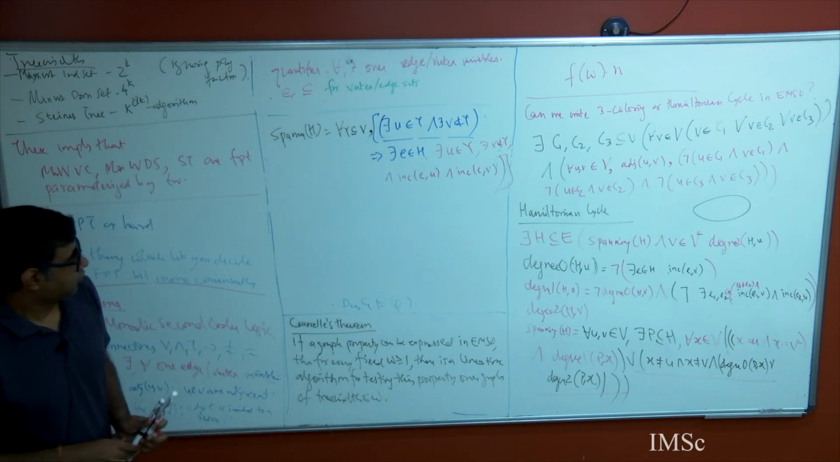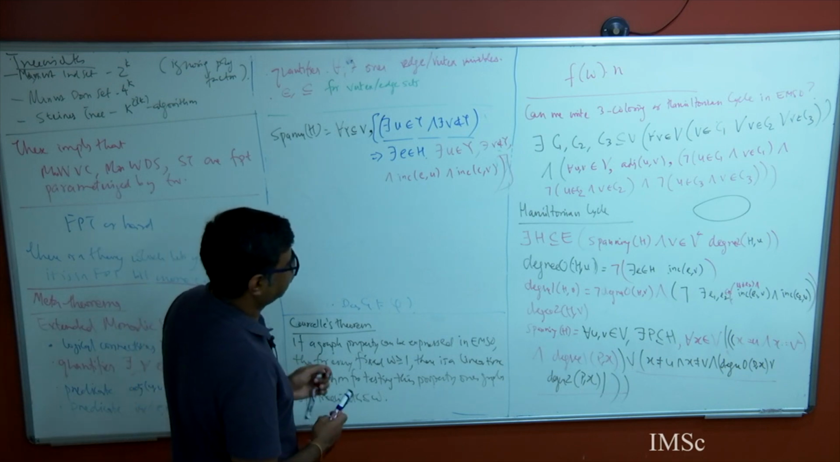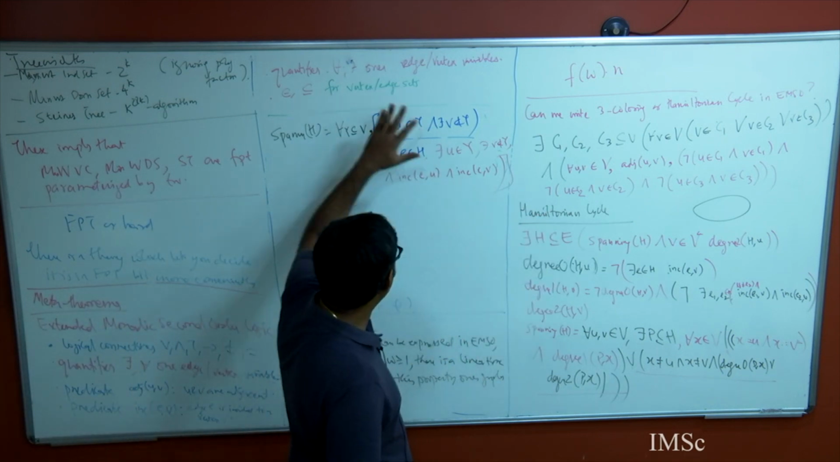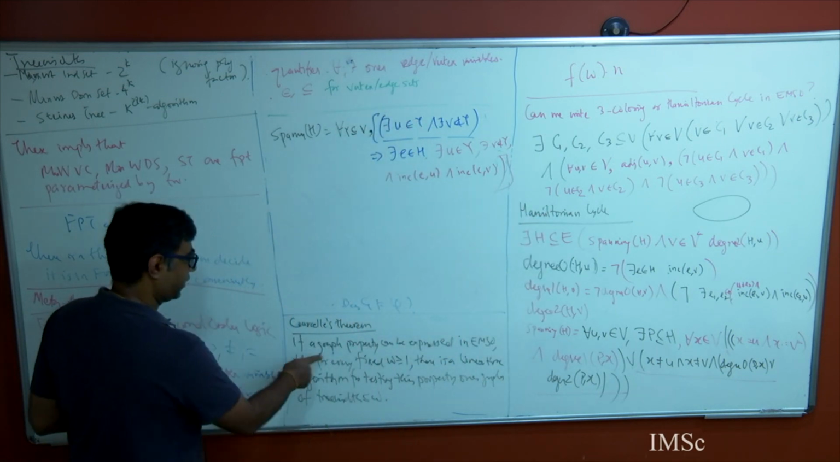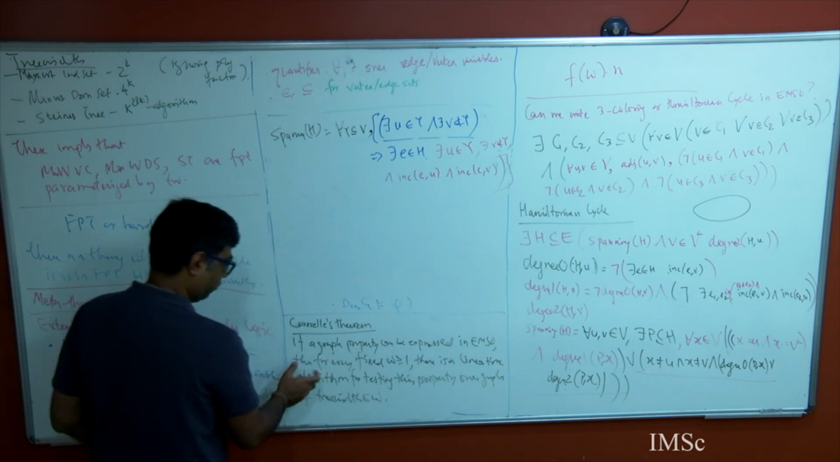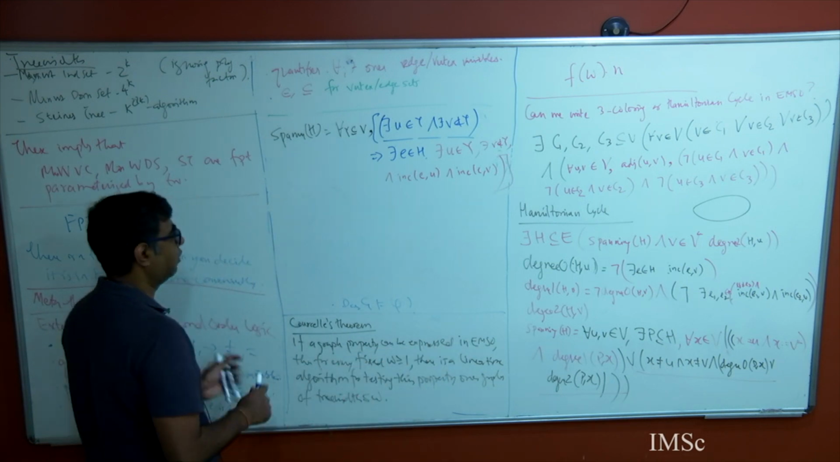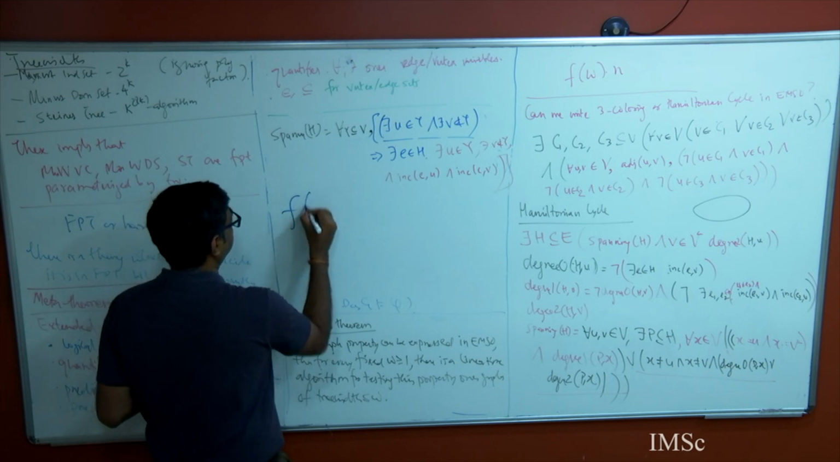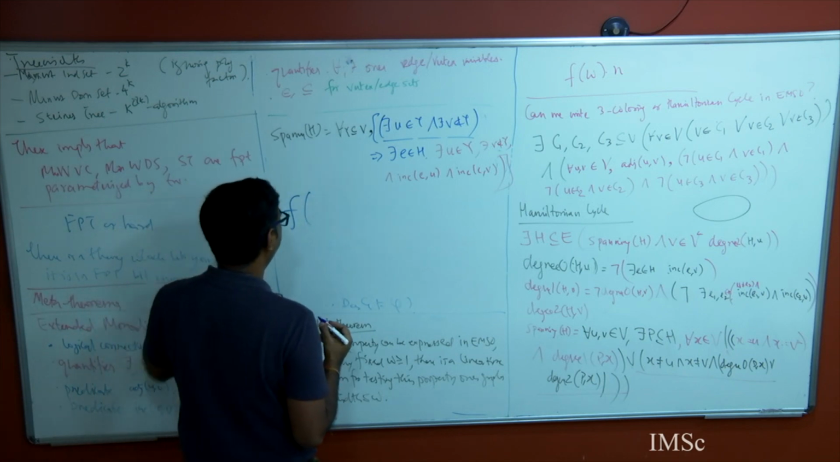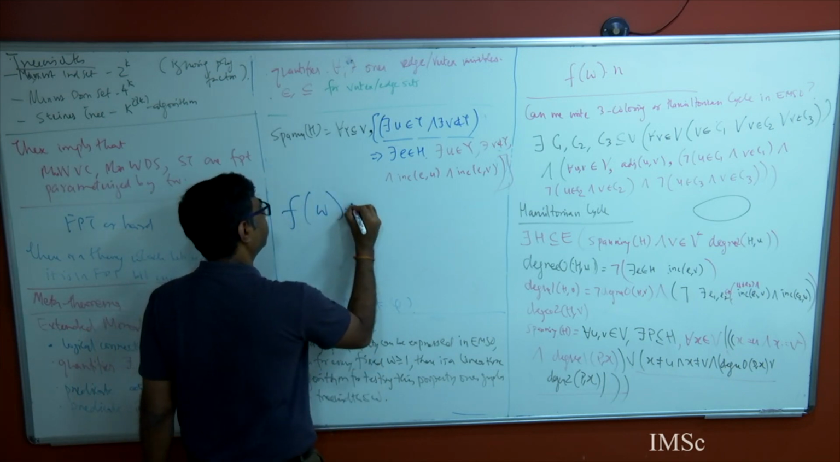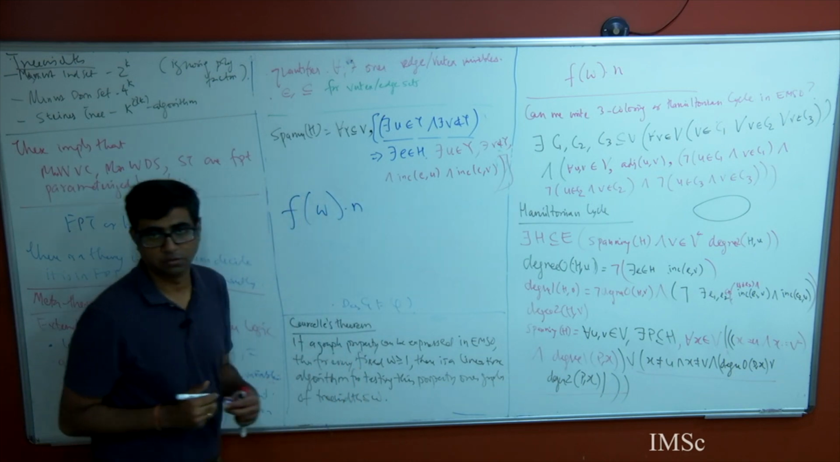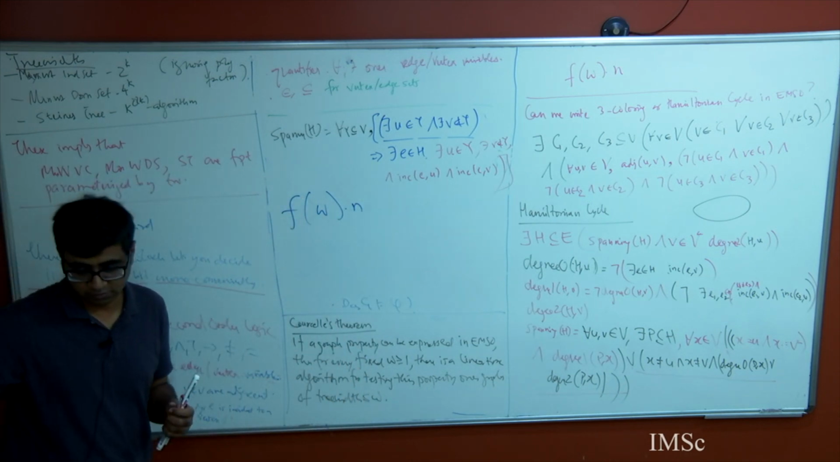Fine. So now, what does this imply? Here is a fixed formula. If a graph property can be expressed in EMSO, then for every fixed W, what we know is that Hamiltonian cycle parameterized by treewidth has an f of W times n algorithm. This is what it tells us.